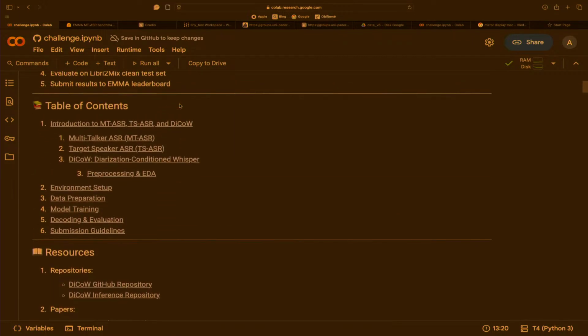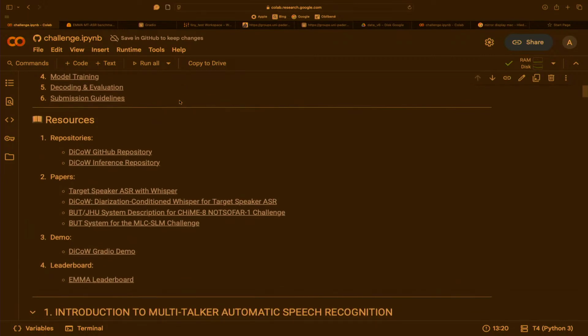So here is just the table of contents. As I said, there will be this intro, then we will prepare the data environment and start training. And if you need any more info, or you feel like you don't understand something that I said, just ask me. Or you can also check these resources.